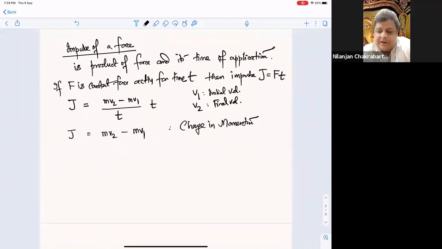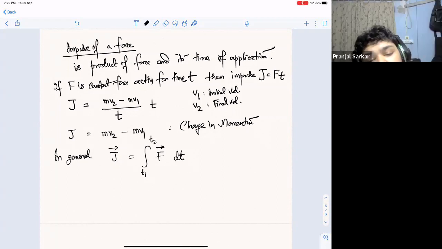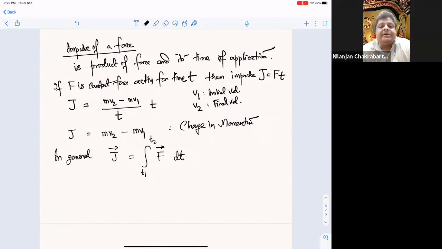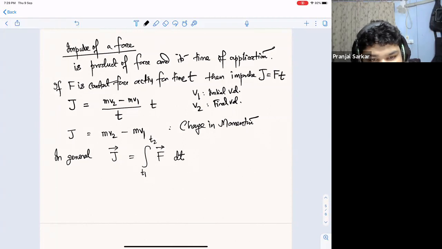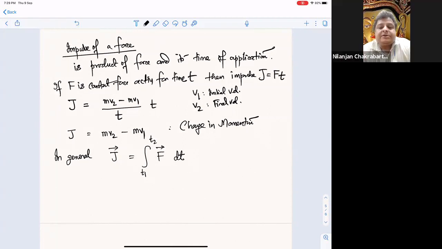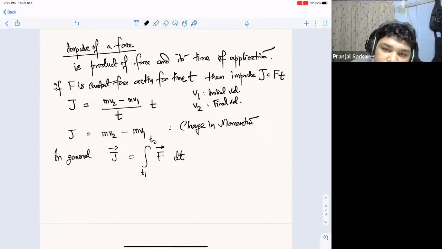See, in general, we can write like this: J equal to integration of F dt, for a time interval t1 to t2. It is force into time. Suppose the force is variable, the force varies with time, so we multiply force by the small time intervals and then add between t1 and t2.